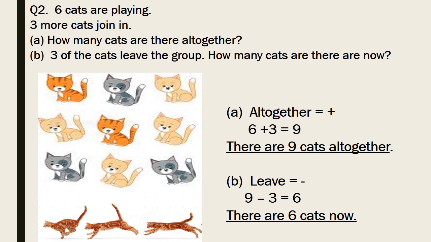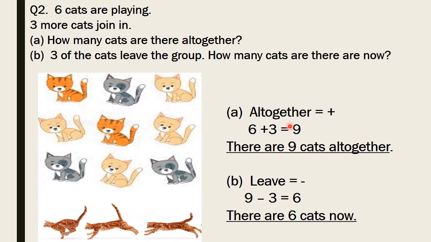Okay. Look at this. 6 cats were playing here. 1, 2, 3, 4, 5, 6. 3 more cats join in. Now 3 extra cats actually join in. So how many cats are there altogether? 1, 2, 3, 4, 5, 6, 7, 8, 9. There are 9 cats altogether.